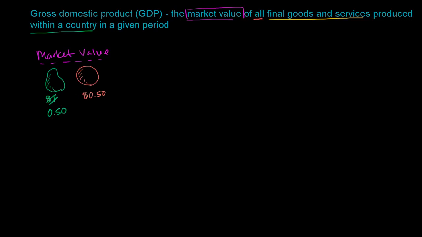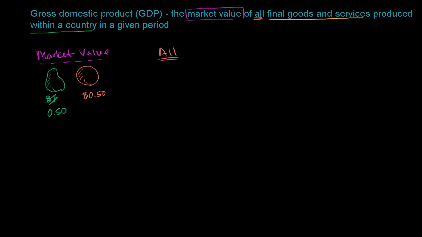And then we can focus on this all, the market value of all goods and services. All goods and services. So we would do all the different avocados and oranges, but we would do computers, we would do cars, we would do tires. And we're doing services. So if you have help at home, if you go to the doctor, the market value of all of those things are going to be put into GDP.